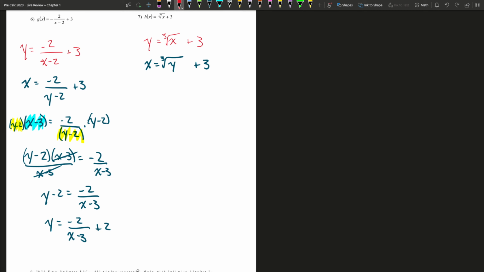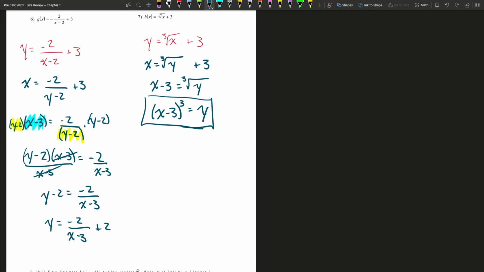All right. One on the right. Again, first thing we got to do is subtract that 3. So we get x minus 3 is equal to the cube root of y. In order to undo a cube root, you have to cube both sides. So then y is just equal to x minus 3 cubed.